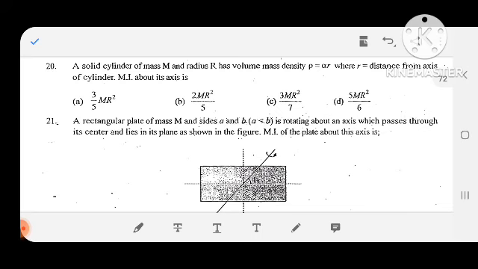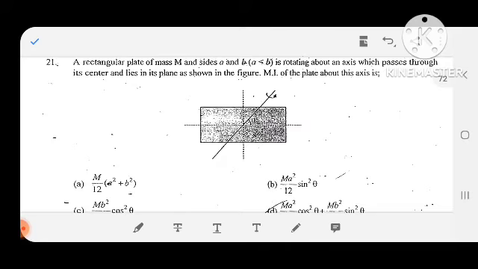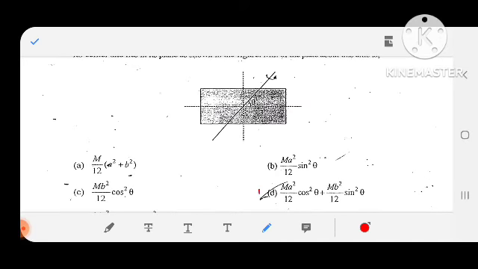देन है सिलेंडर, सॉलिड सिलेंडर ऑफ मास m, रेडियस r, वॉल्यूम डेंसिटी उसकी है αr, जिसमें r डिस्टेंस है, एंड मोमेंट ऑफ द इनर्शिया अबाउट द एक्सिस इज 3/5 mr². नेक्स्ट है, a rectangular plate of mass m with sides a and b, where a less than b, is rotating about an axis which passes through its center and lies in the plane. Moment of the inertia about the axis जो होगा वो होगा ma²/12 cos²θ + mb²/12 sin²θ.